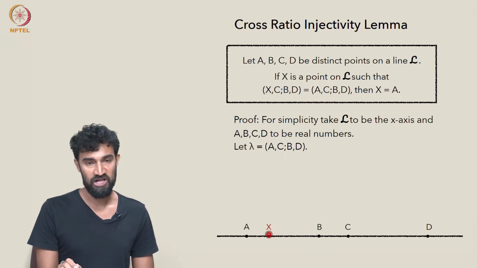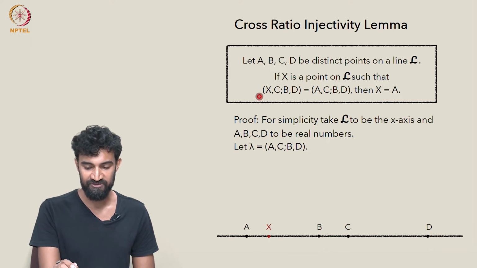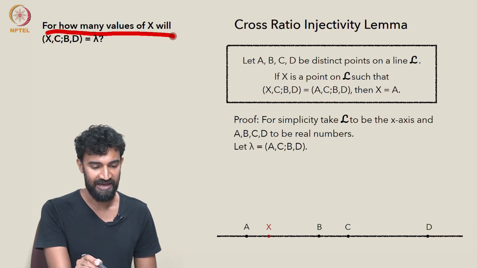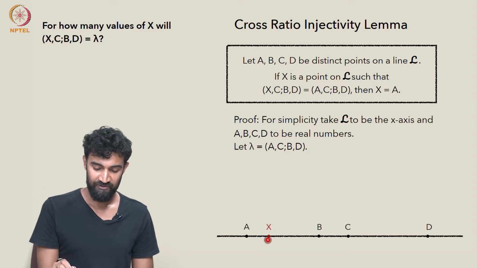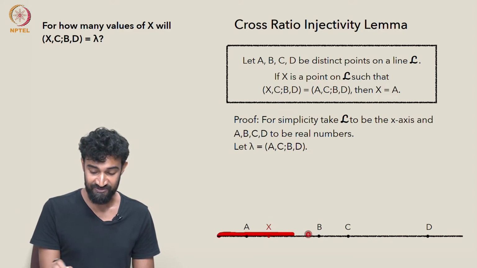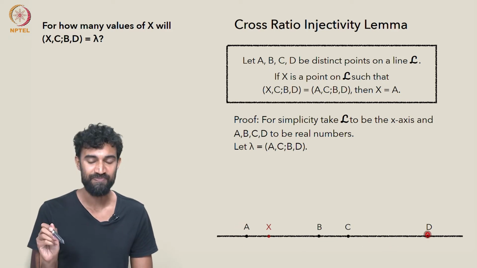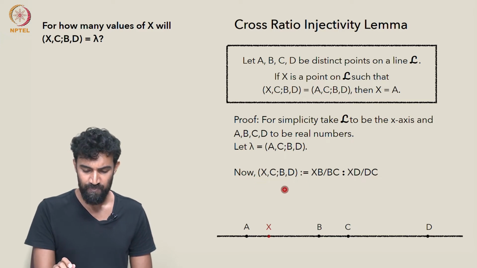And here's a point X, which I'll allow to vary along the line. And for various values of X, we'll consider the cross ratio XCBD. So the question I want to ask is, for how many values of X will XCBD be equal to lambda? For how many values of X, as we let X vary along the real numbers, are we going to get a cross ratio that agrees with the cross ratio of A with B, C, and D? That's the question.